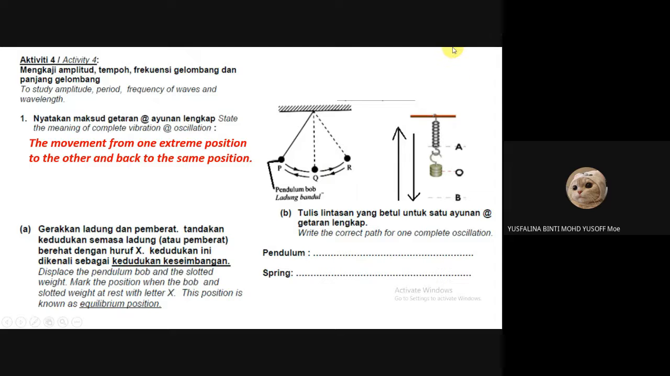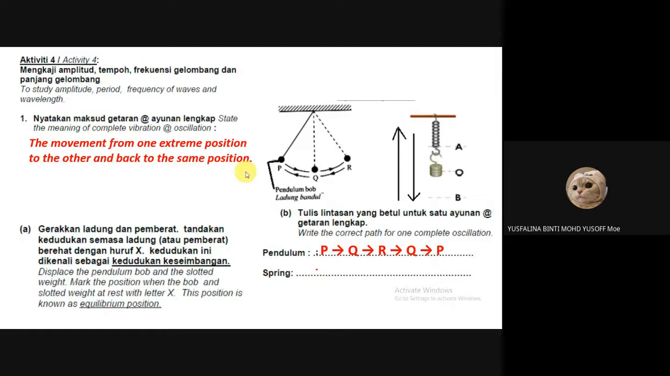Okay, and then it says here you have to displace the pendulum bob and the slotted weight, and mark the position when the bob and slotted weight are at rest with letter X. So this position is known as the equilibrium position. So what position is the letter X?